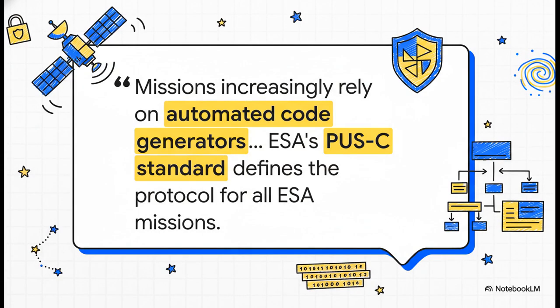And this isn't some far-off future concept. This is happening right now. The European Space Agency absolutely relies on this level of rigor. They have a standard called PUS for all of their missions, and they automatically generate their communication code from a formal blueprint to make sure it's as reliable as is mathematically possible.